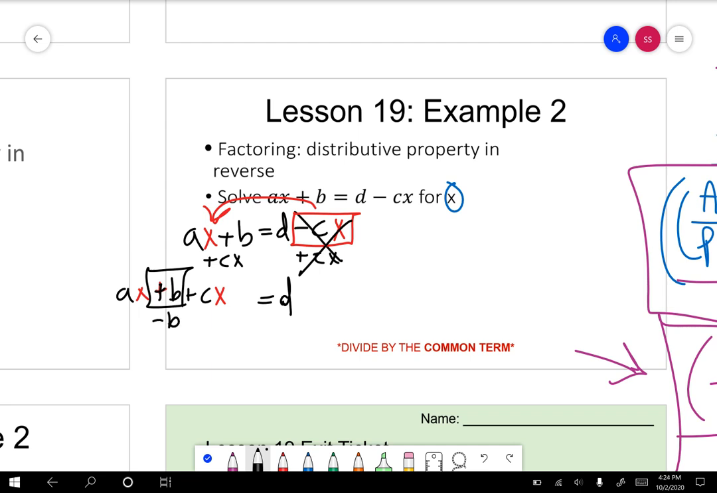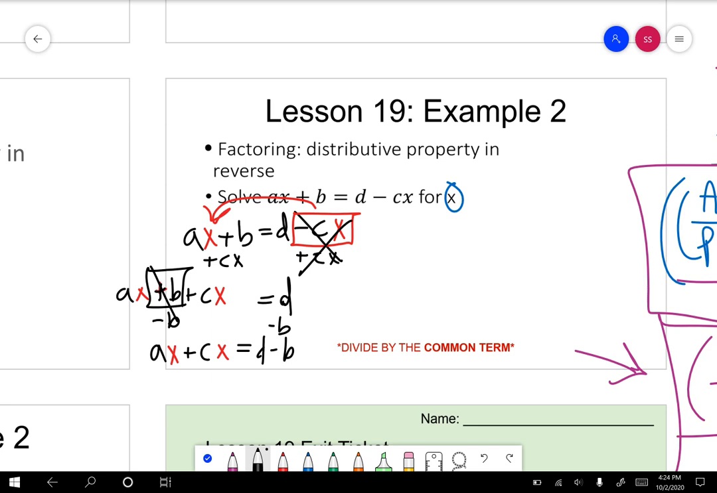Some of you may be totally ahead of me and done with this problem already, but hopefully this is helping someone just doing this step by step. All right, so b minus b would be 0. On the left side, we're left with a times x plus c times x. And on the right side, we have d minus b. Again, none of those are like terms, so we can't really combine them.